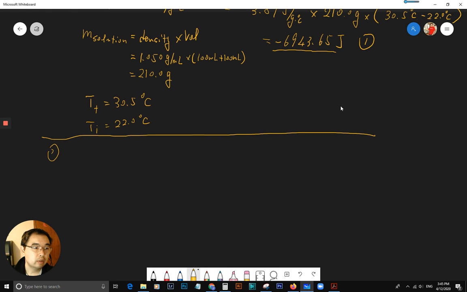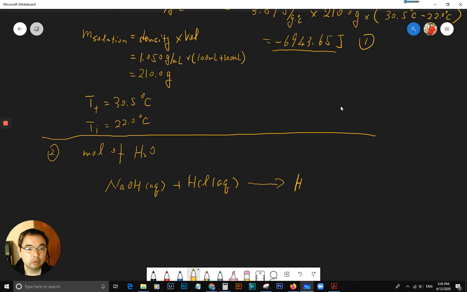The second part is we need to figure out the mole of the water it generates from this question. Okay, so let's set up this equation first. This is sodium hydroxide reacting with the HCl solution. This is an acid-base reaction. It generates liquid water plus sodium chloride, which is also in the aqueous phase.